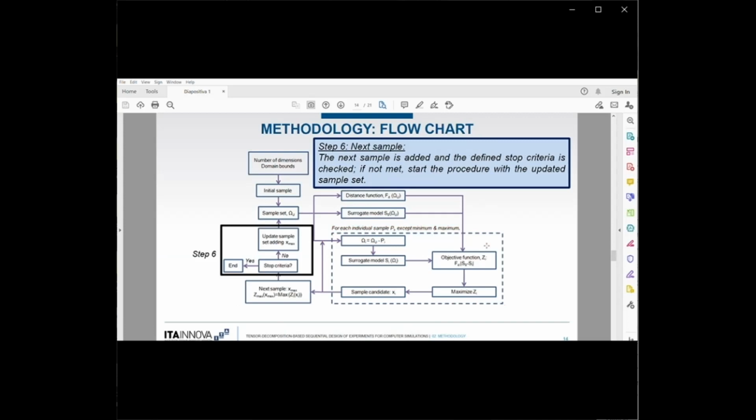We then check the stopping criteria set by the user at the very beginning. It could be a limitation on the number of points and/or a tolerance on the prediction error. If the stopping criteria is not met, we keep adding new points until the criteria is finally met.